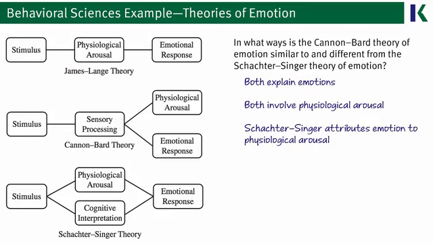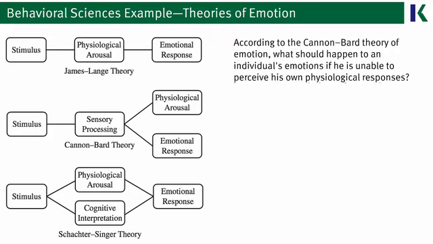So here's a last point about applications. It's a lot easier to remember Schachter-Singer as a kind of middle ground between James-Lange and Cannon-Bard than it is to remember these as three separate and distinct theories about emotion. As you continue to study for the MCAT, look for connections and applications of knowledge that you already have.